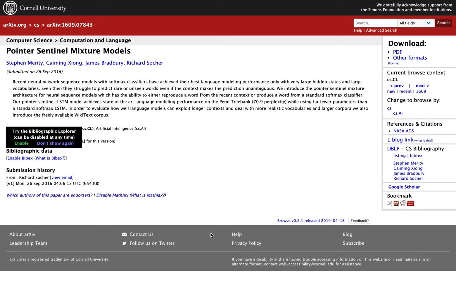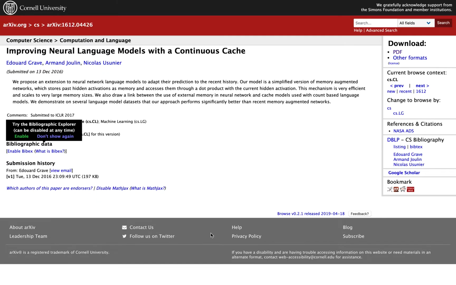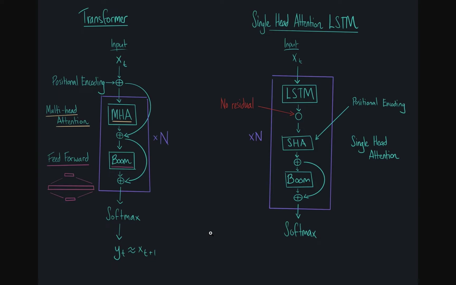So we look back into the past, into the pointer sentinel mixture models by myself, Merity et al., and also Improving Neural Language Models with a Continuous Cache by Grave et al., to inspect and see whether or not we can improve the performance of LSTMs using even just single-headed attention and some more modern transformer techniques, such as throwing in the single-headed attention, a residual connection, and what I refer to as the boom layer, or a feed-forward layer where we take a hidden state from small to large and then back to small. So really, this is a very minor change to many of the existing LSTM implementations.